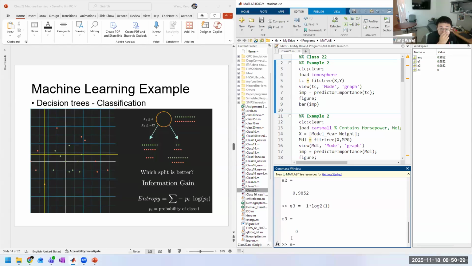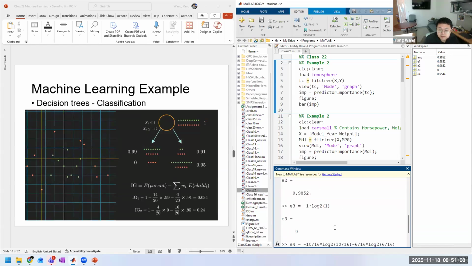So E4 is going to be: there are 16 data points, 10 green and 6 red. So it's going to be minus 10 divided by 16 multiplied by log 2 of 10 over 16, minus 6 over 16 multiplied by log 2 of 6 over 16. So this is E4. So then you have these different entropy groups.